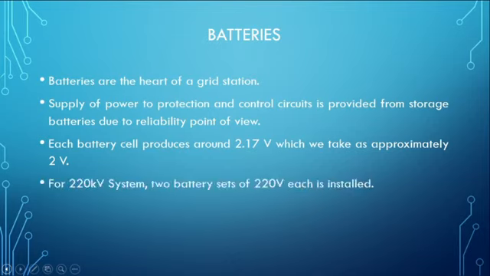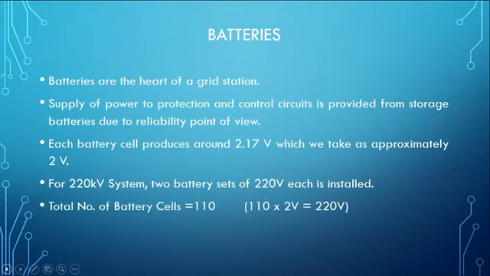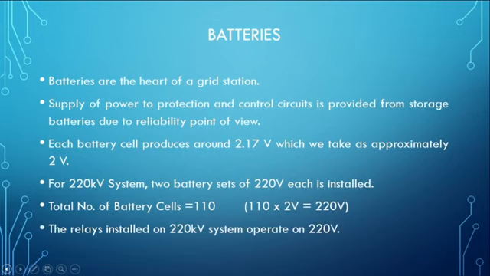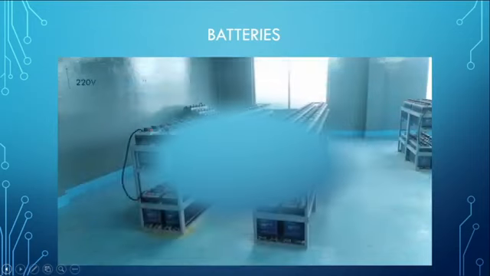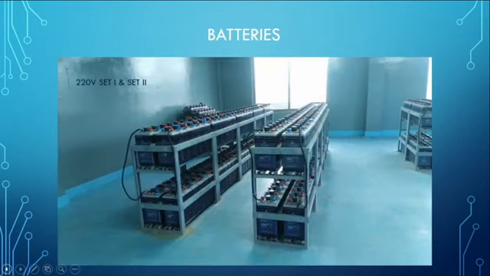For a 220 kV system, 2 battery sets of 220 volt each are installed. Total number of battery cells is equal to 110, that is 110 into 2 volt is equal to 220 volt. The relays installed on the 220 kV system operate on 220 volt. In the picture, we have two sets of 220 volt each. Each set has a total of 110 battery cells. This is for the protection of the 220 kV system.